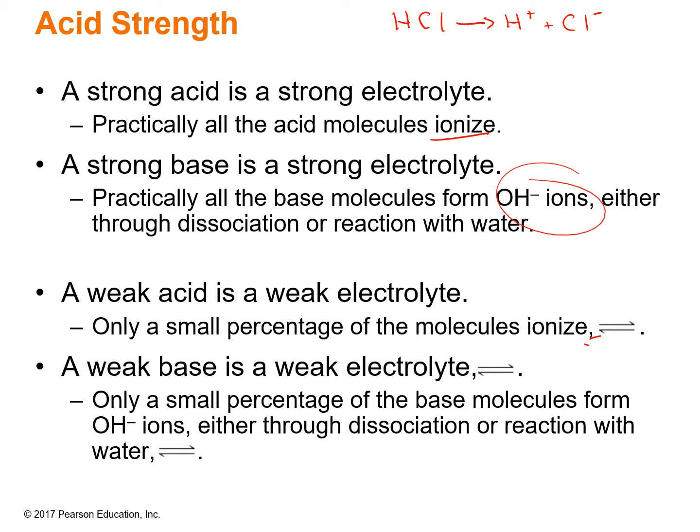In other words, only a small percentage of those acid or base molecules will ionize. In this case, we will represent them with a double arrow. This indicates that the reaction proceeds in both directions. Therefore, you will not end up with as much hydrogen or as much hydroxide as you would if the reaction were to only occur in one direction.